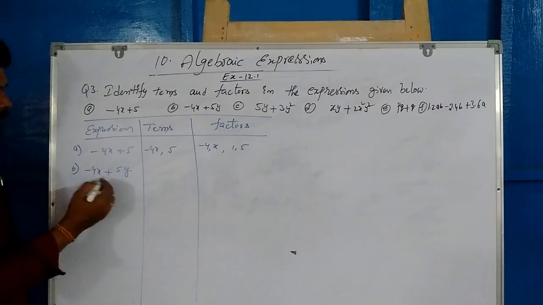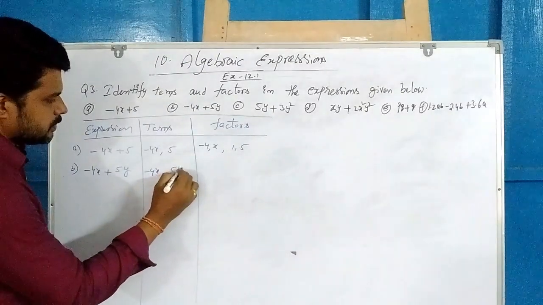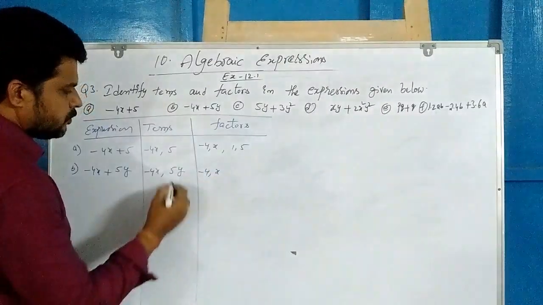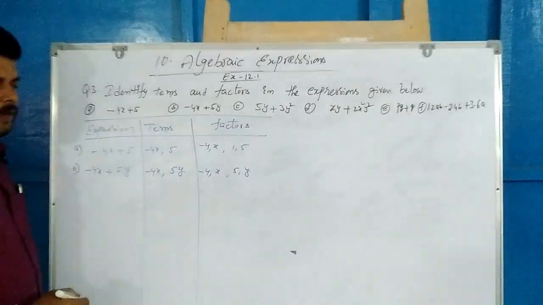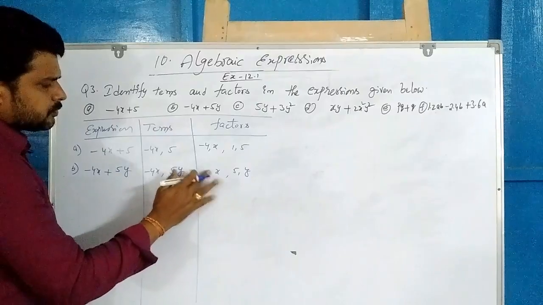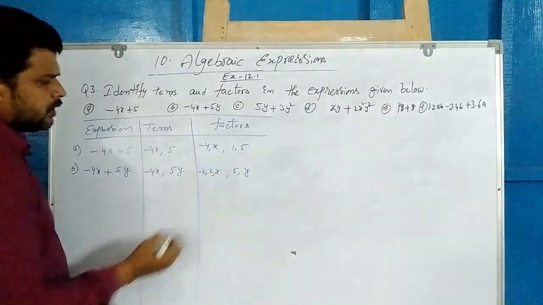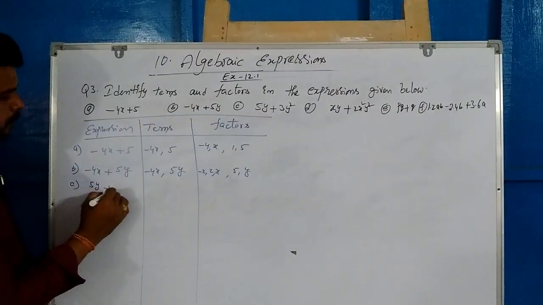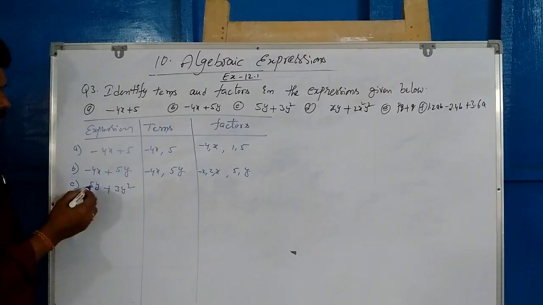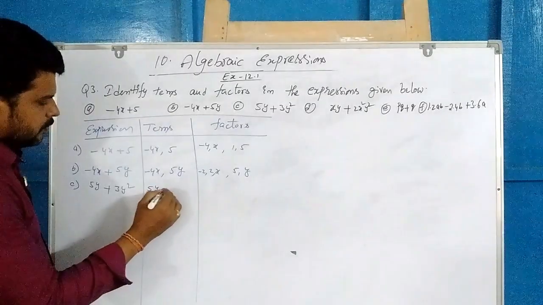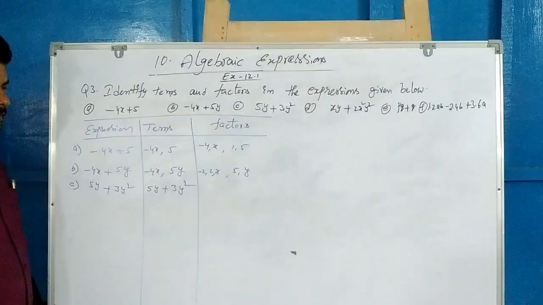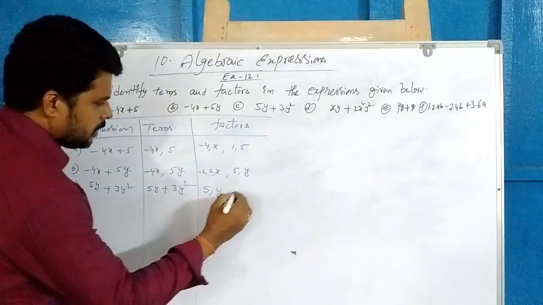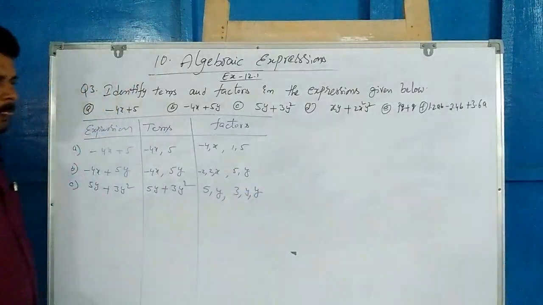Next, second one, minus 4x plus 5. What are the terms we have? 2 terms, minus 4x and 5. What are the factors of minus 4x? Minus 4, comma x. 5y, 5, comma y. So minus 4, if you want to write, minus 2, 2 and x. Next, 5y plus 3y square. Here also 2 terms. What are the terms? 5y plus 3y square. So 5y, 5 into y. 3y square, 3, y, y.